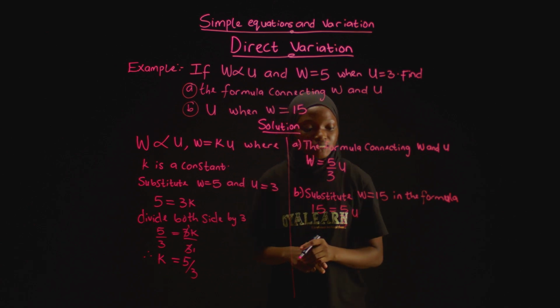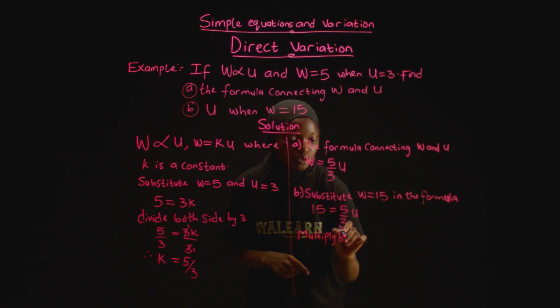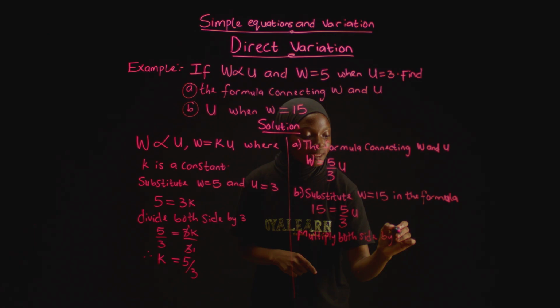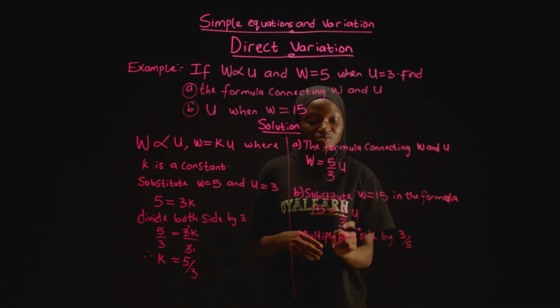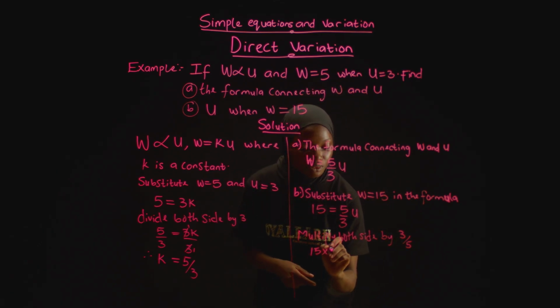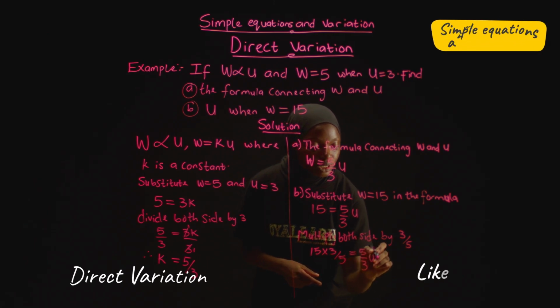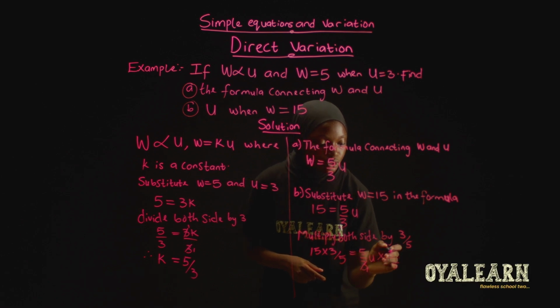So what we'll do here is multiply both sides by 3 over 5. Why are we multiplying both sides by 3 over 5? So we can remove this 5 over 3 attached to U. So we have 15 times 3 over 5 equals 5 over 3U times 3 over 5. And you see here, 3 goes here 1, 3 goes here 1, 5 goes here 1, 5 goes here 1.